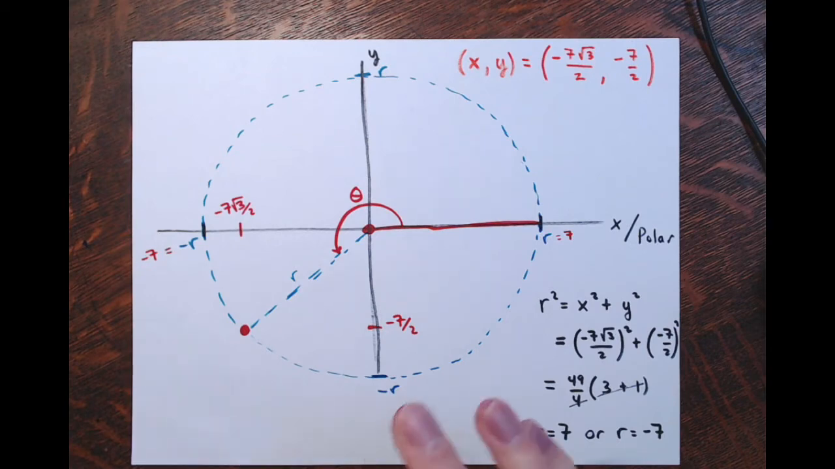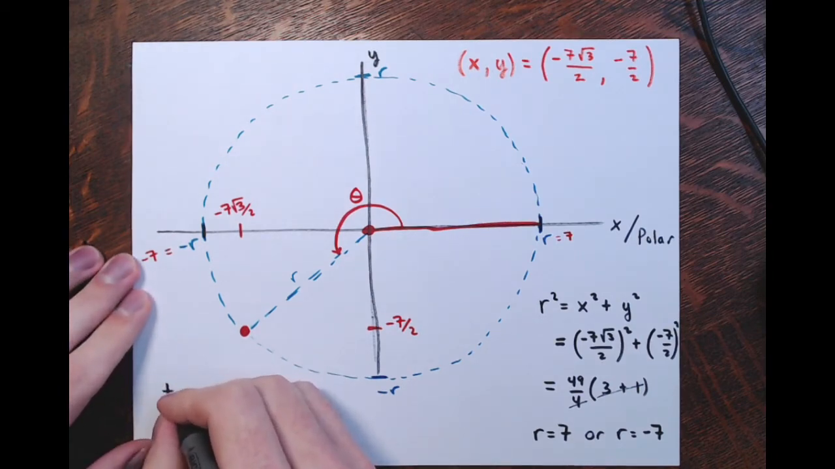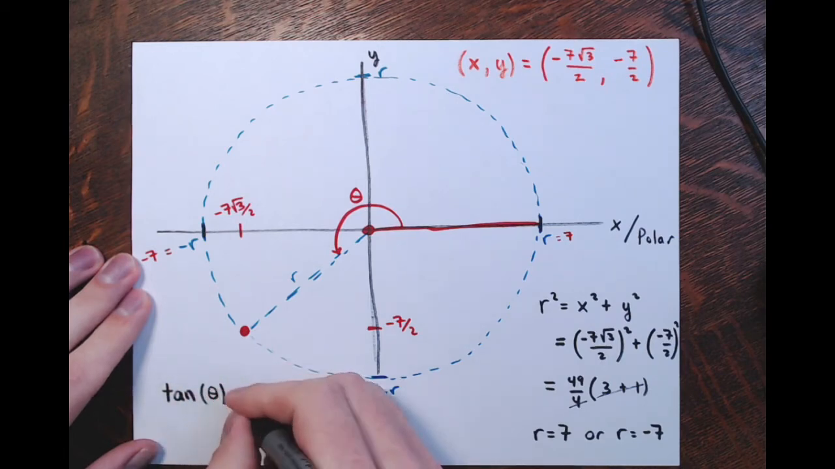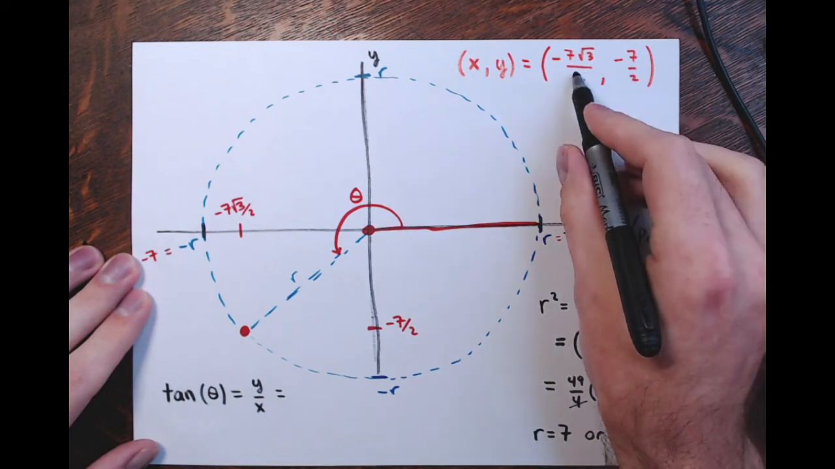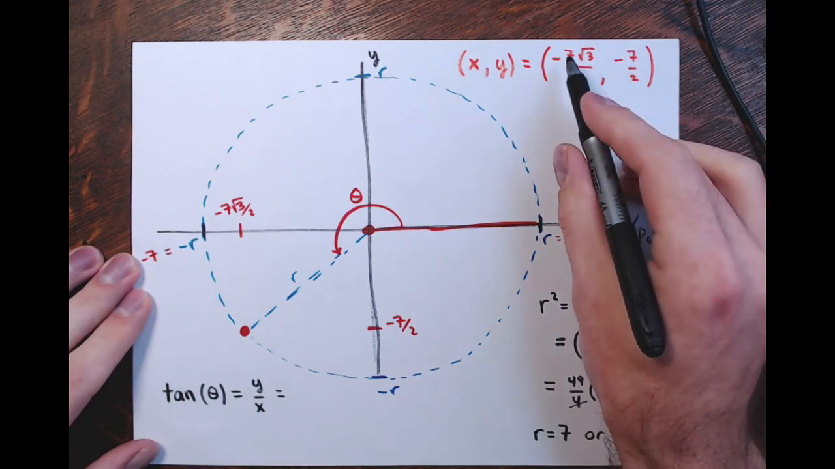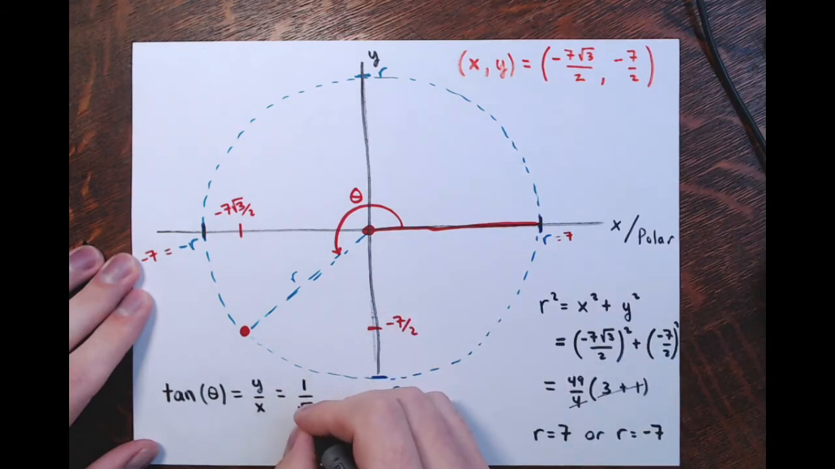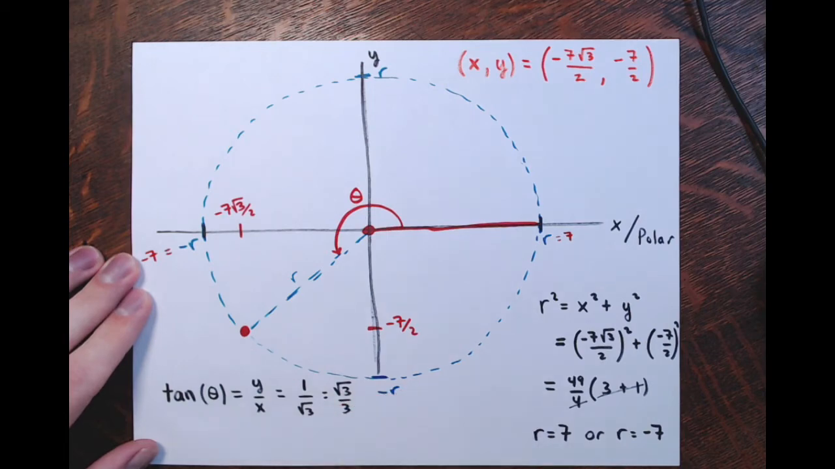All right, now let's think of solutions to that tangent equation. We have this other relationship. The tangent of my angle theta, whatever angle I choose, has to be the y coordinate divided by the x coordinate. Now, if I take this y coordinate divided by this x coordinate, do you see how the negative 7 over 2 would cancel? And I just have 1 over the square root of 3, which rationalizes to the square root of 3 over 3.